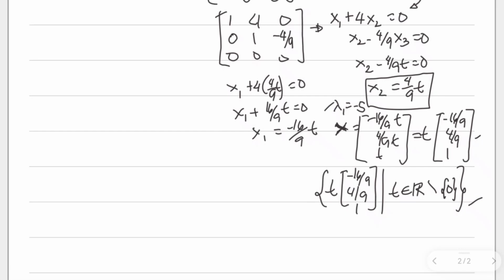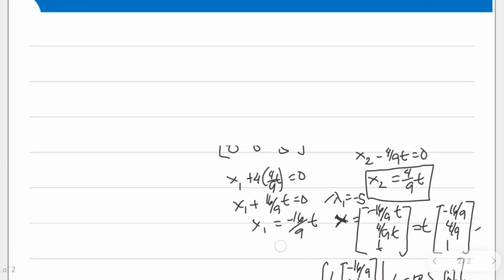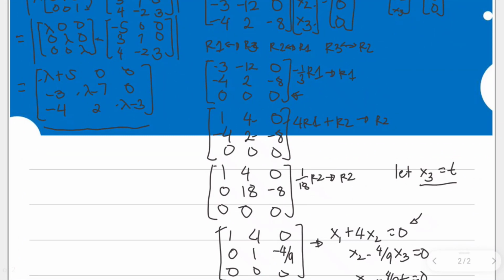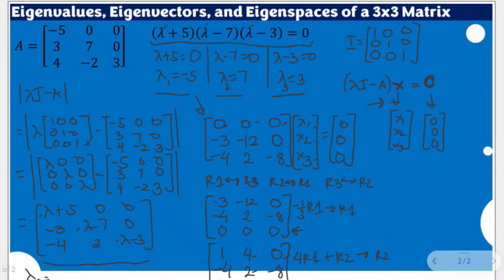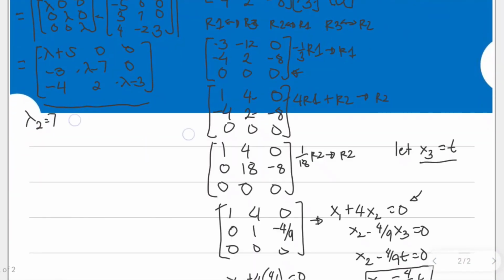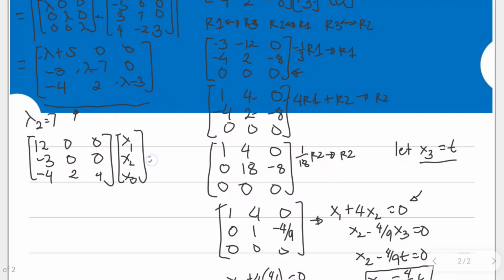Now let's do the same thing. I hope that I still have a lot of space here, but let's just hope that we can fit all results here. So we'll have the second eigenvalue, which is positive 7. Substituting that here, you will have this matrix. 7 plus 5, that's 12, 0, 0. Negative 3, 0, 0. You have negative 4, 2, and then negative 4 here. So this is equal to, or if we're going to multiply this with your x sub 1, x sub 2, and x sub 3, and equate it to 0, 0, 0. So how do we solve this?